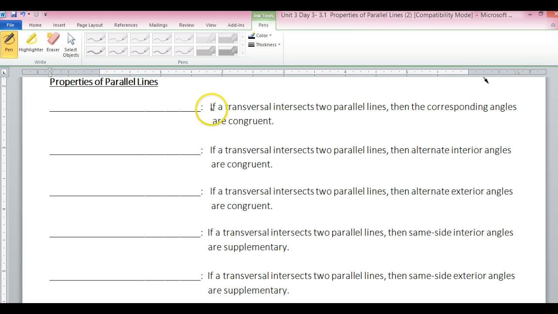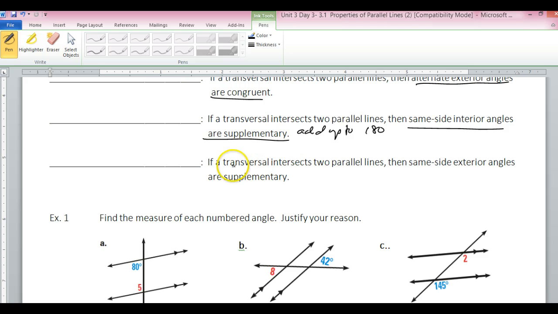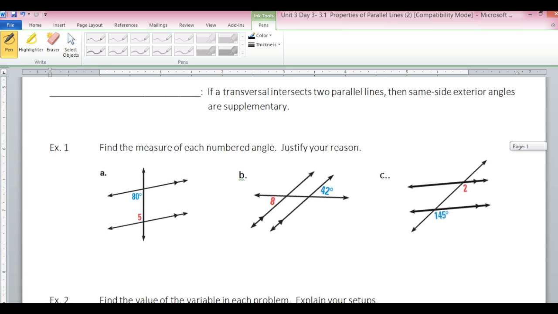So the first one was, if a transversal intersects two parallel lines, then the corresponding angles are congruent. If you remember in your sketches, corresponding angles have the same measure, which means we say they're congruent. Then we talked about alternate interior angles. When lines are parallel, what do we conclude about those? They are congruent. Alternate exterior angles are congruent. And then we said same side interior angles are supplementary, which means they add up to 180. And as we continue, we had same side exterior angles, which were supplementary also.